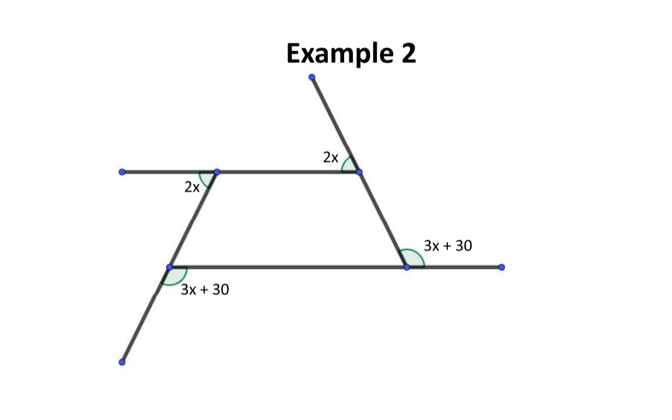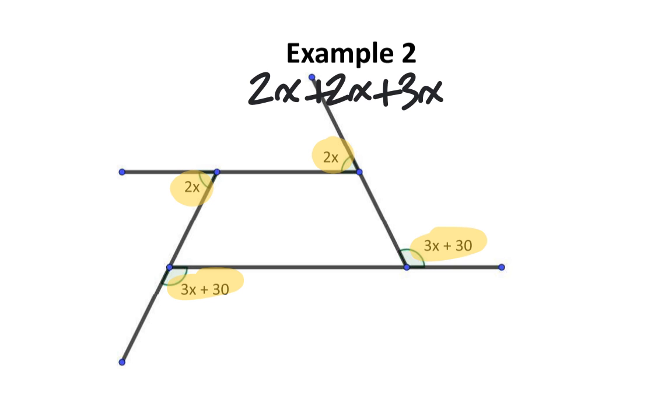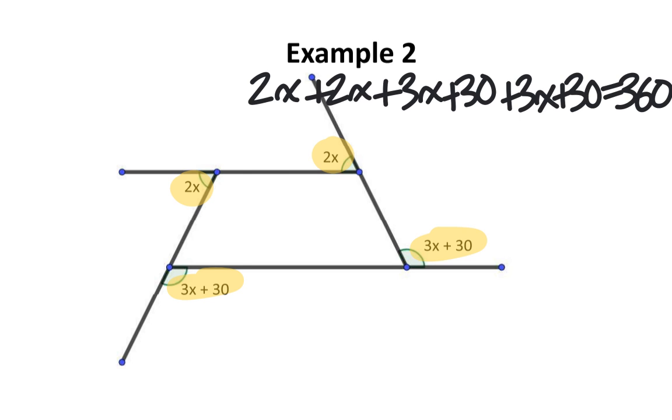In our second example, we have a quadrilateral, more specifically a trapezoid, whose exterior angles are given as expressions. We already know that the exterior angles of any quadrilateral should add up to 360 degrees. I can express this as an equation. 2x plus 2x plus 3x plus 30 plus 3x plus 30 should give you 360.